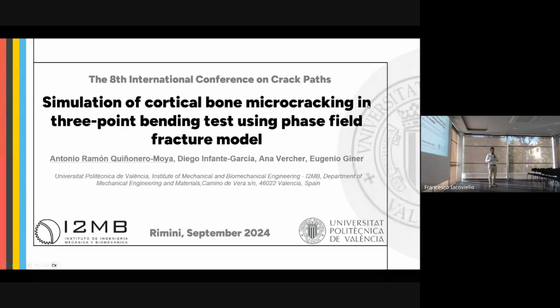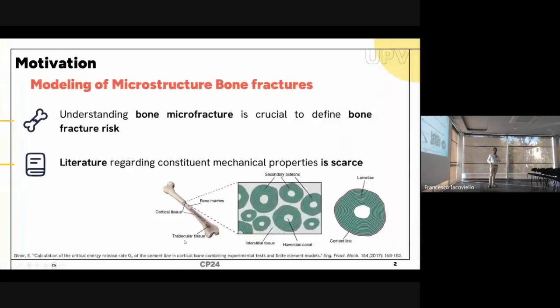The work I'm about to present is about microcracking in cortical bone. This work has been made in collaboration with my colleagues Diego Infante, Ana Vercher, and Eugenio Jiménez. So, first of all, why are we studying microcracking in cortical bone?